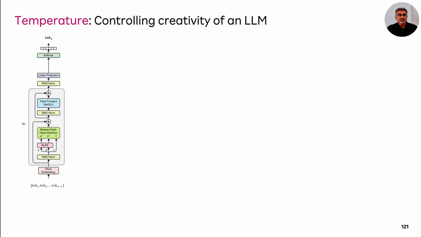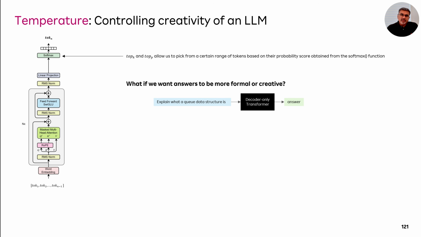First of all, the top K or the top P techniques allow us to pick from a certain range of tokens based on the probability, correct? And using softmax, now influence the creativity. First of all, what is creativity? Let's say you want to ask this question: explain what a queue data structure is, and you pass it to your decoder-only LLM, and you expect it to get an answer.